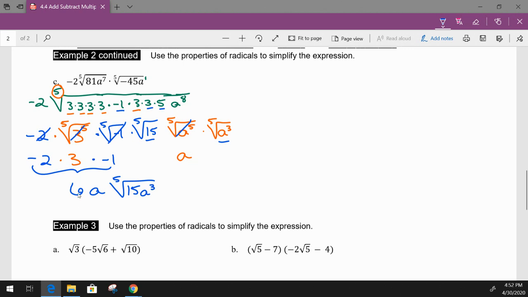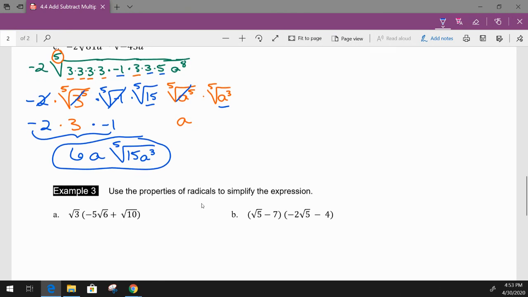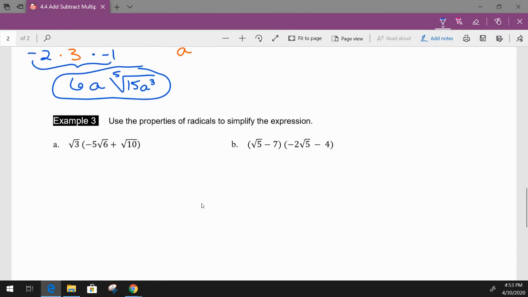So the simplified answer would be 6 times the fifth root of 15a to the third. All right, so that's about as complicated as these are going to get at this level. The next ones are practicing multiplying some monomials and binomials together.